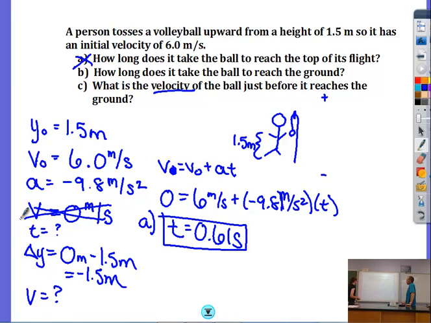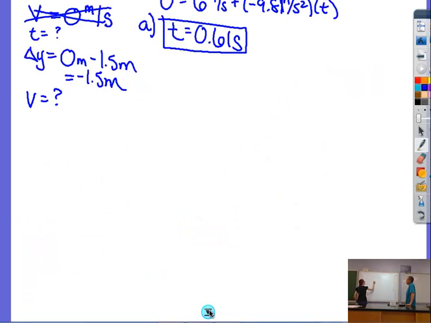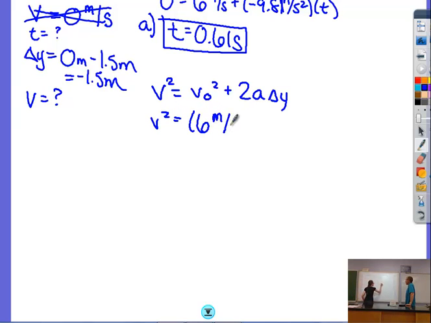So we want a final velocity, and we know a displacement, we know an acceleration. We can use the third kinematic equation because we know the initial velocity. So v squared equals v naught squared plus 2 times the acceleration times the change in position. Okay. So v is unknown. The initial was 6, so 6 squared plus 2 times negative 9.8 times negative 1.5.